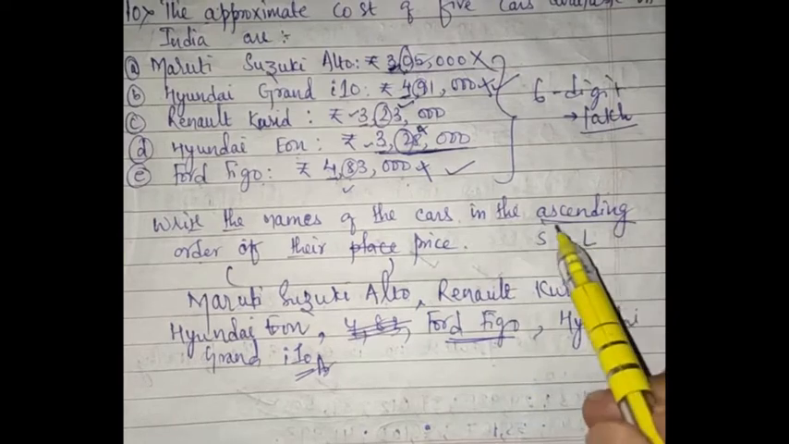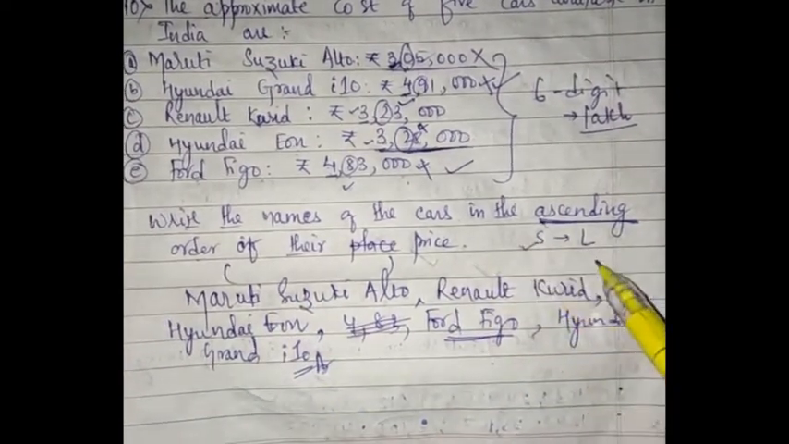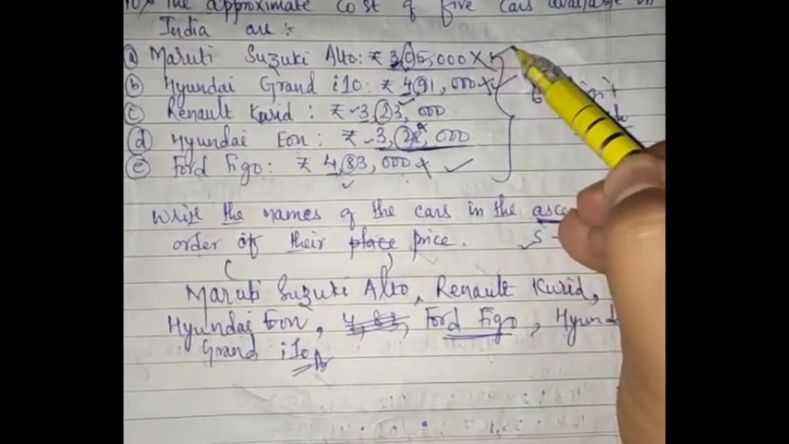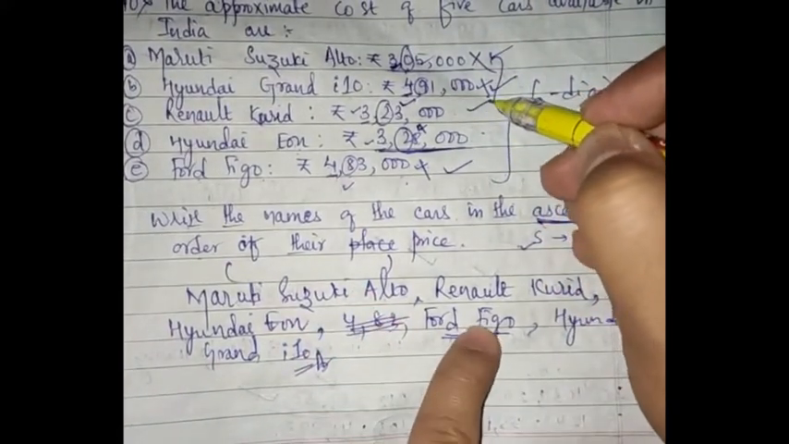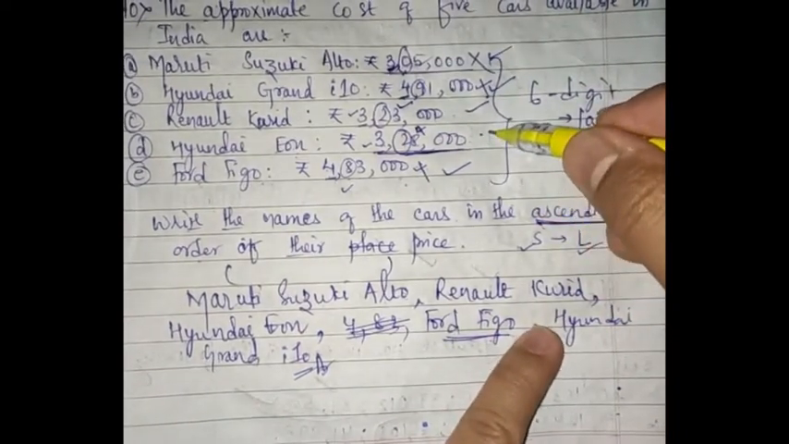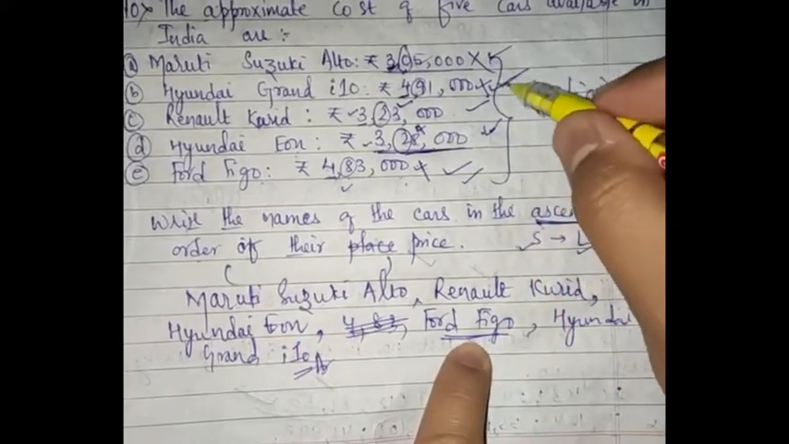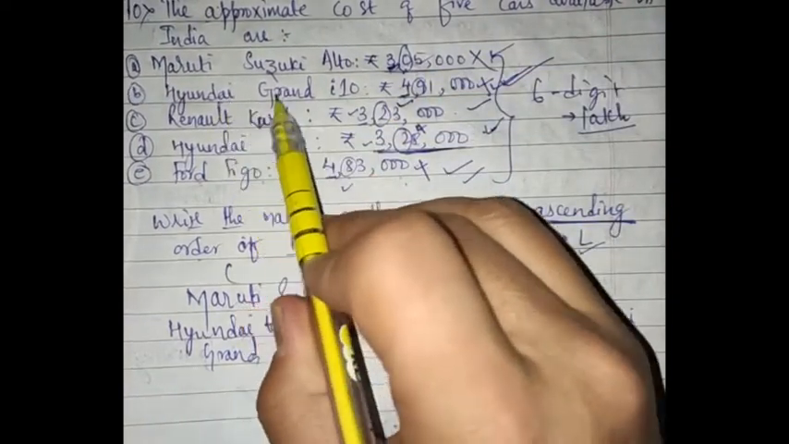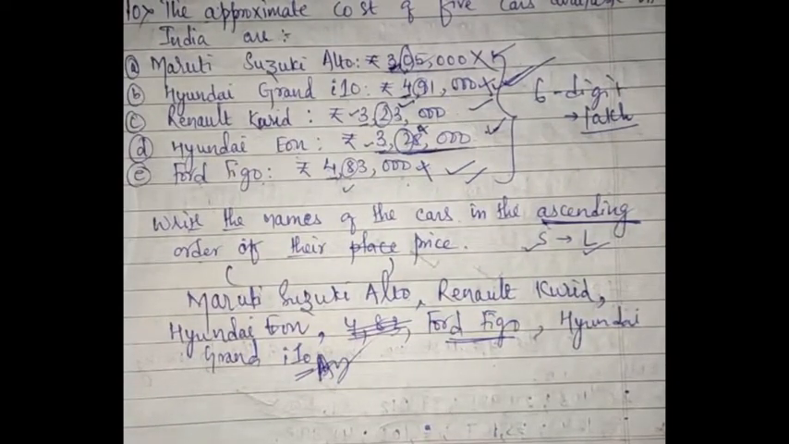They have asked us to write in the ascending order of the price. Ascending means from the smallest to the largest number. So the smallest we had is Maruti Suzuki Alto first, then Renault Kwid, the second smallest price, then Hyundai Eon. Fourth is Ford Figo. Then the costliest among all the cars is Hyundai Grand i10. With this we are over with self-practice 1F.